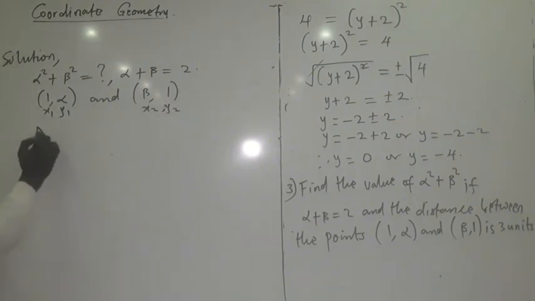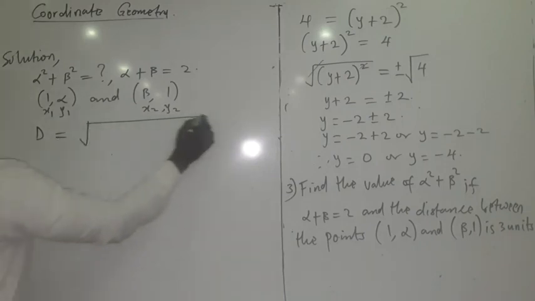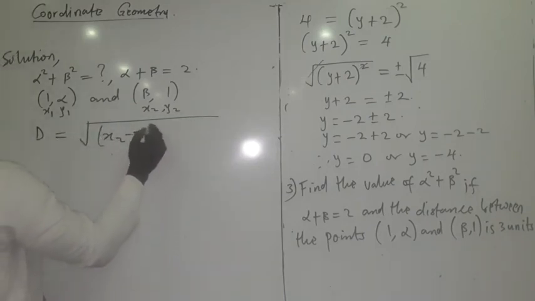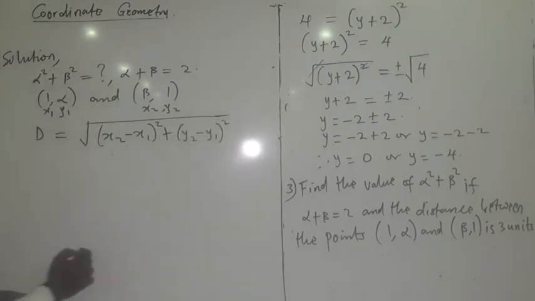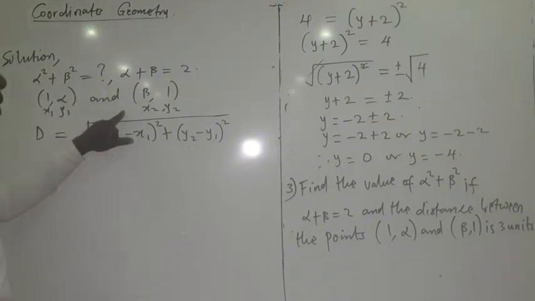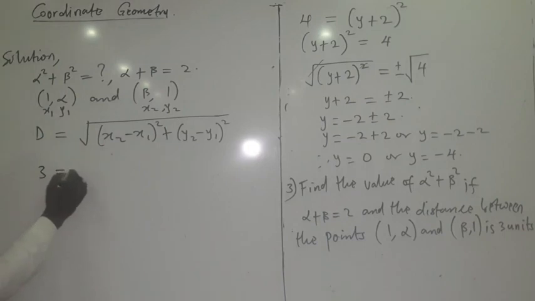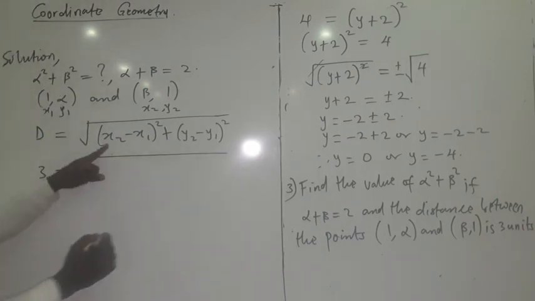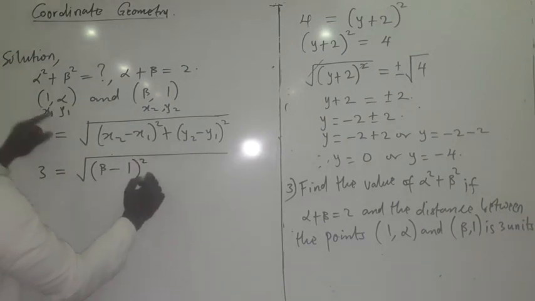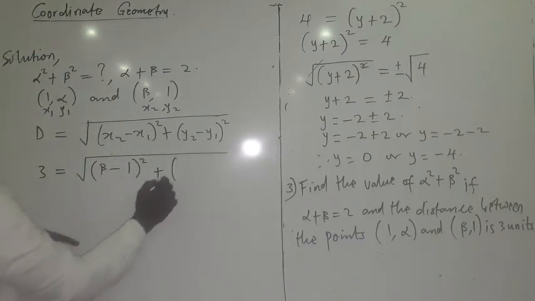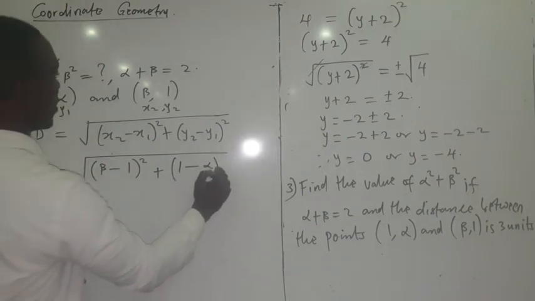The distance formula: d equals the square root of (x2 minus x1) squared plus (y2 minus y1) squared. So our aim is to get what? Alpha squared plus beta squared. So what is the distance given? The distance given is 3 units. So we have d, which is 3, equals the square root of x2, which is beta, minus x1, which is 1, then squared. Then plus y2, that is 1 minus alpha, then squared.